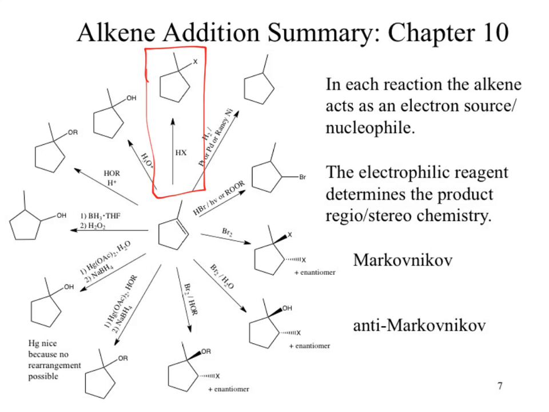What happened in this circumstance? What's our positive? What's our negative? What's the X stand for in this case? A halogen. So we could pick an example, HCl. What's our positive? What's our negative? Cl is negative. H is positive. Where did we put the negatively charged atom? We put it on the most substituted position of the double bond. So it follows that pattern.